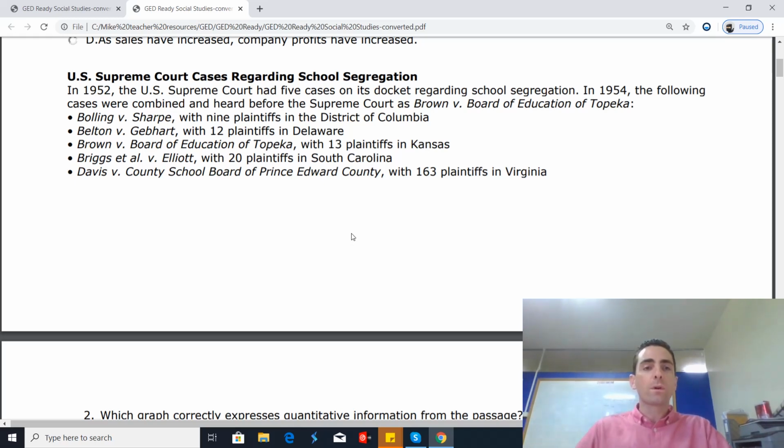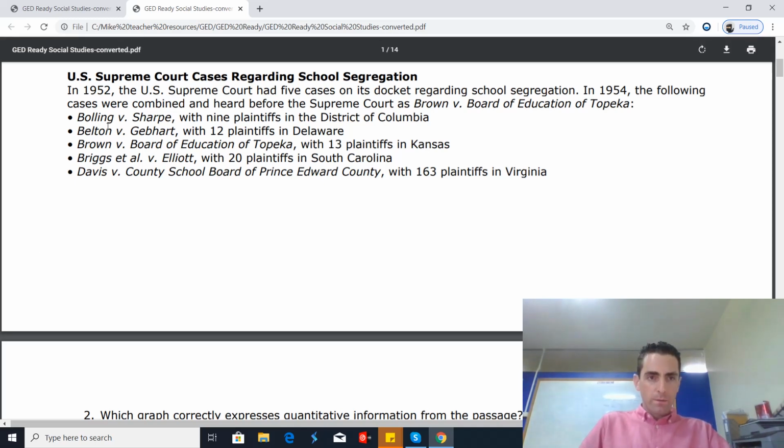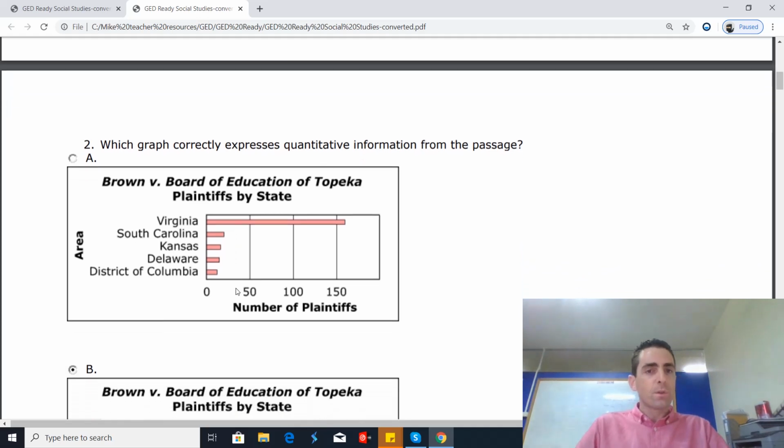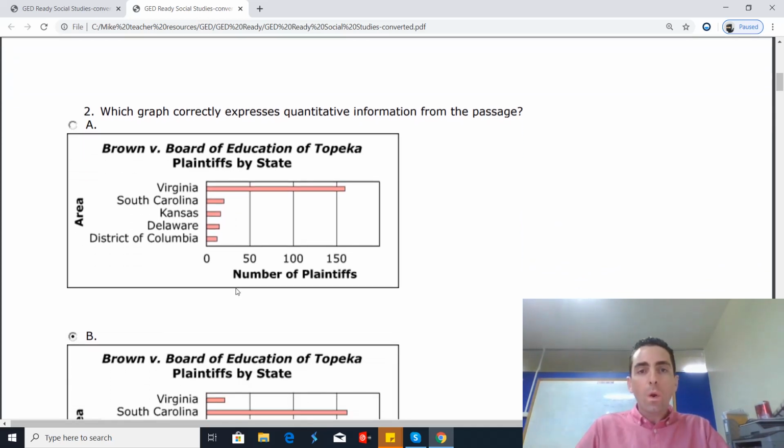In 1954, the following cases were combined and heard before the Supreme Court as Brown versus Board of Education of Topeka. Okay, very famous. So here are the 9 court cases. And again, you don't have to know all these. Just make sure you understand what the main idea of the text is about here. Okay, so let's look. Which graph correctly expresses quantitative information from the passage?